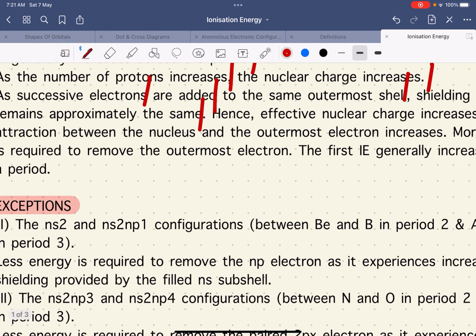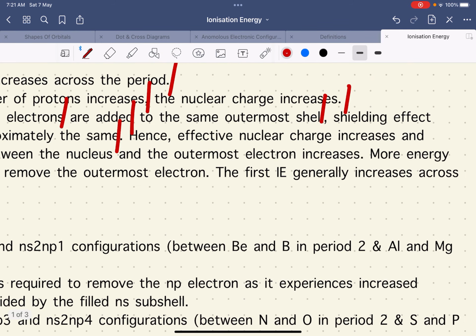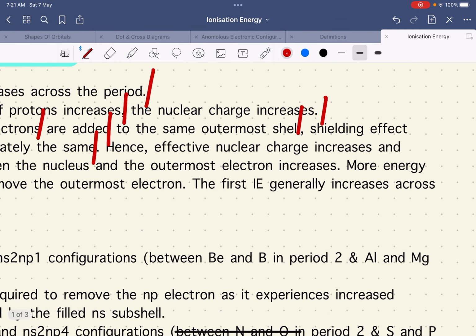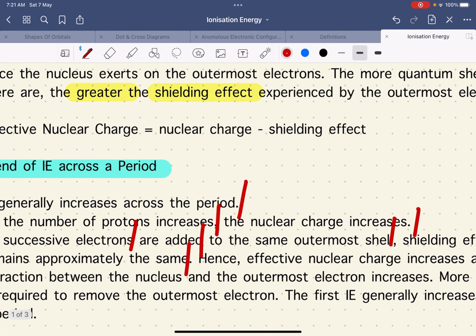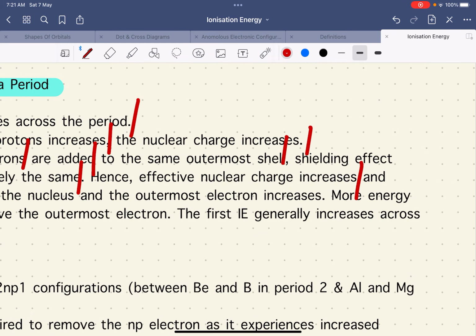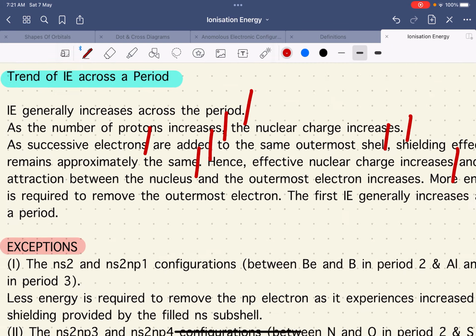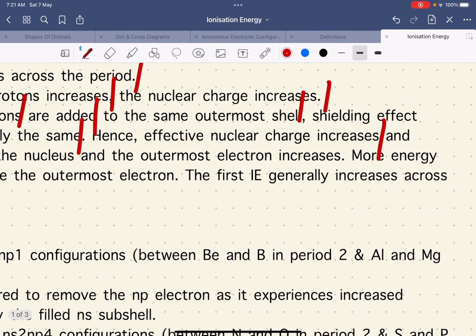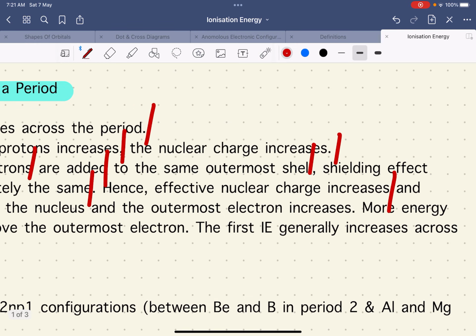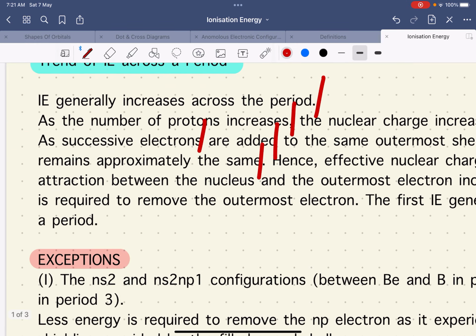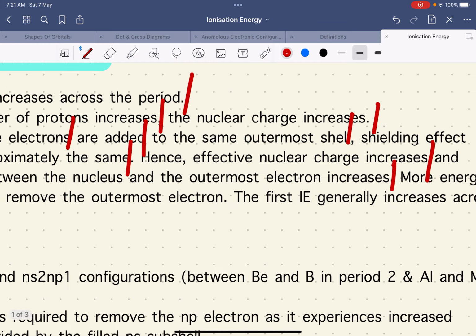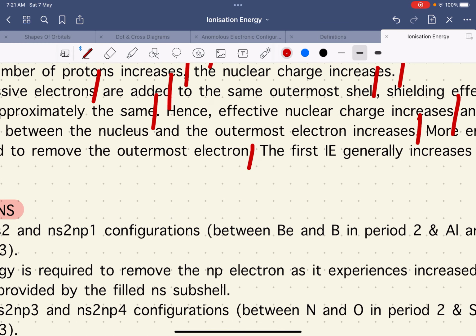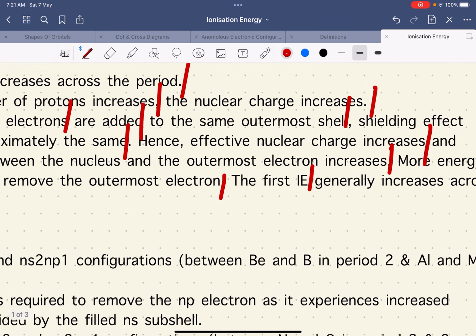Approximately the same, not totally the same, because electrons are being added. Hence the effective nuclear charge increases. The nuclear charge increases, the shielding effect is the same, so the effective nuclear charge increases, and there is a stronger attraction between the nucleus and the outermost electron. Hence, more energy is needed to remove the outermost electron. Hence, the first IE generally increases.